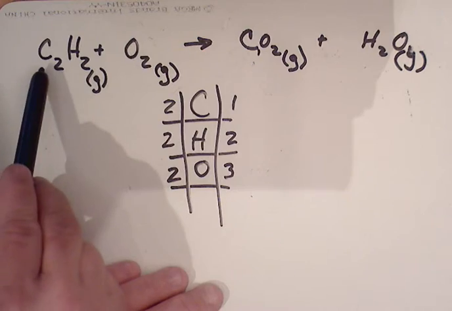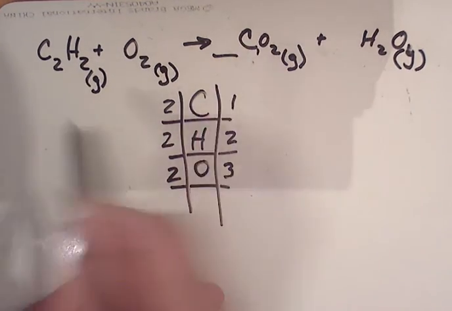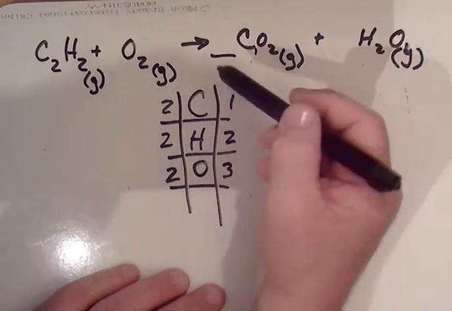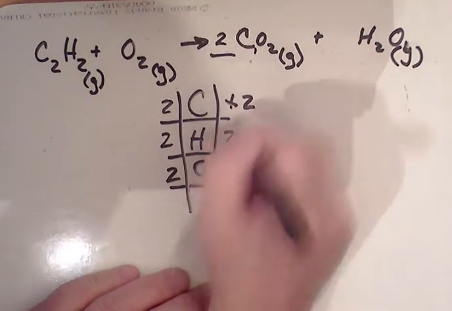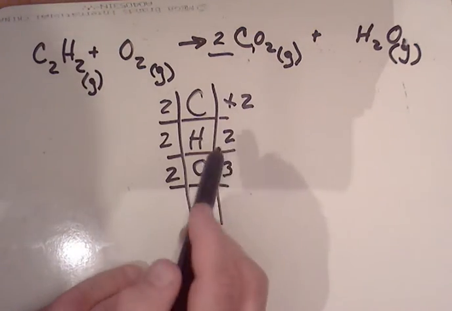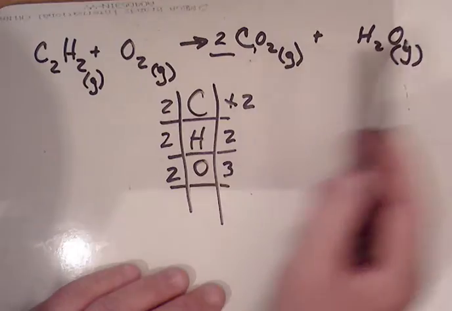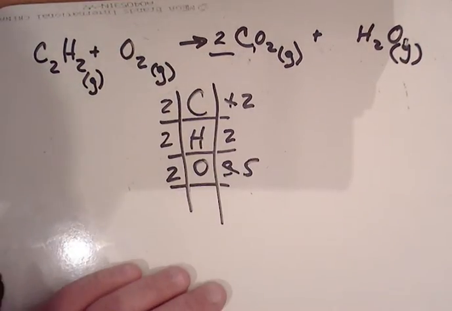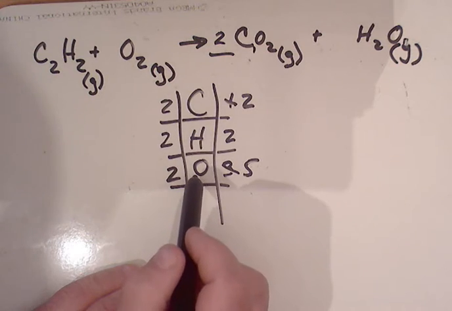So in order to have the same number of carbons on the product side, I have to basically put something here. I have 2 carbons over here and 1 over here. What number times 1 would equal 2? 2. So you put a 2 there. And so our carbons are balanced. Our oxygens, 2 times 2 is 4, plus 1 more over here is 5. So then our carbons are balanced, our hydrogens are balanced, but our oxygens are not.